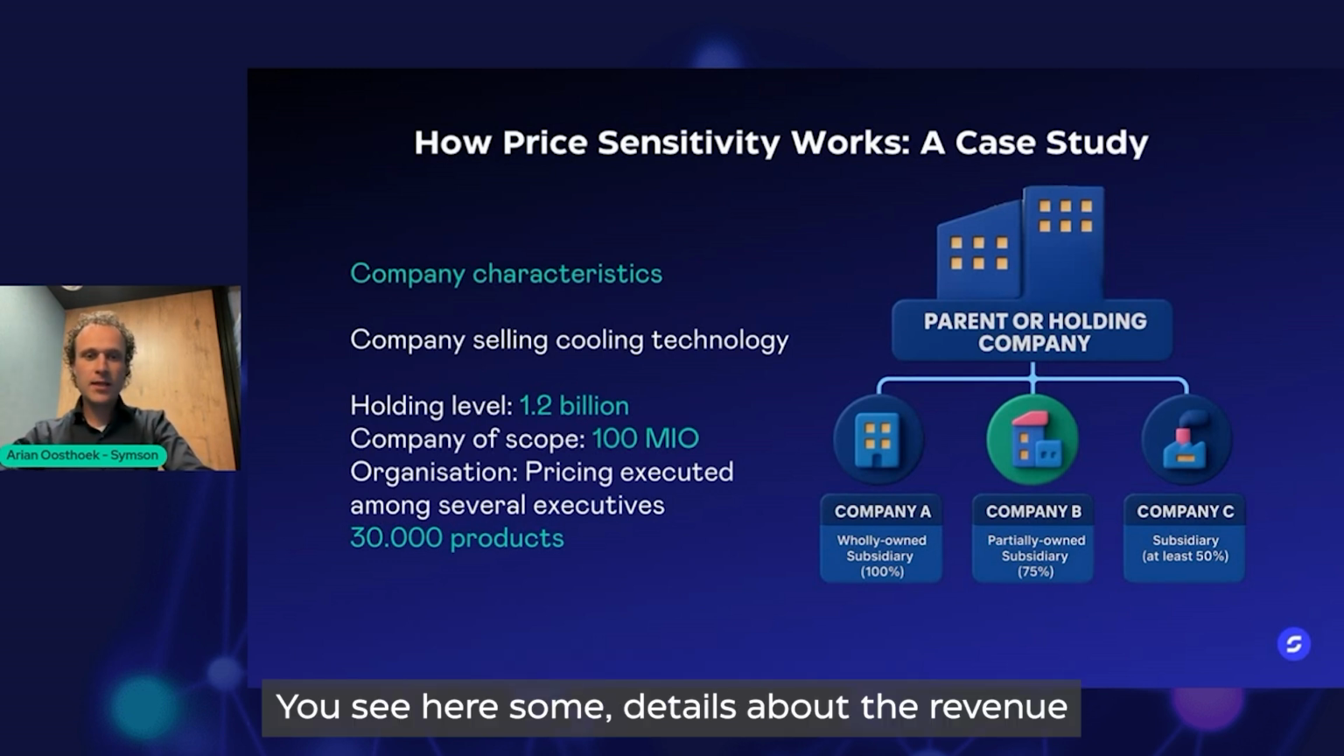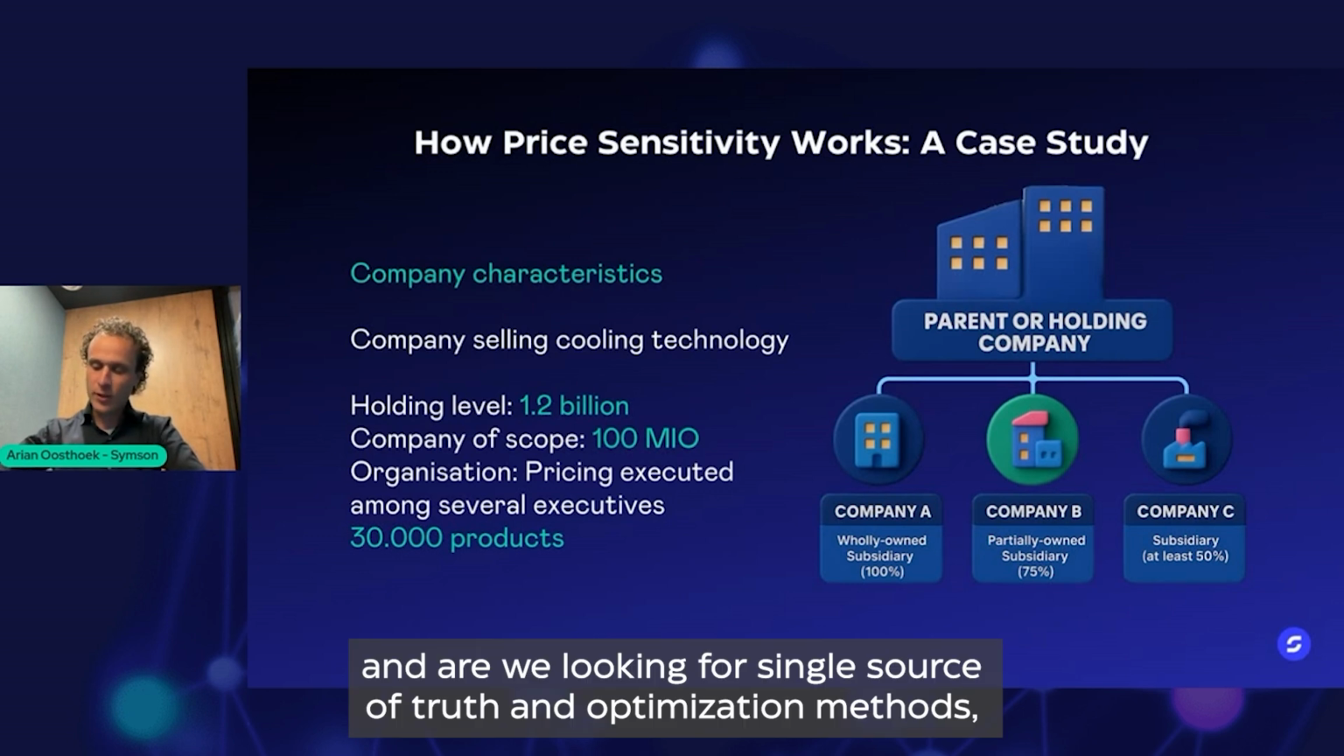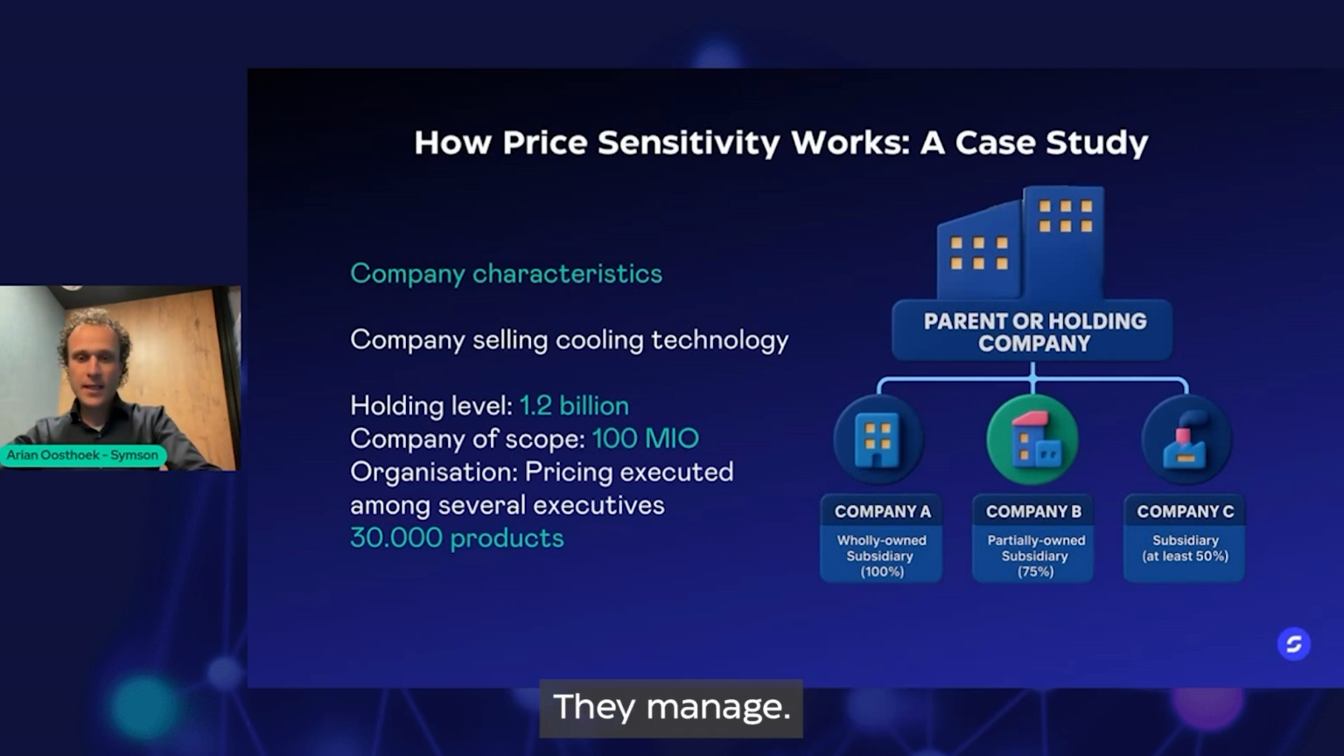You see here some details about the revenue and about the product assortment to give you a little bit more background. And they're really looking for a single source of truth, an optimization method which can easily be copied, scaled and duplicated to the multiple companies they manage.